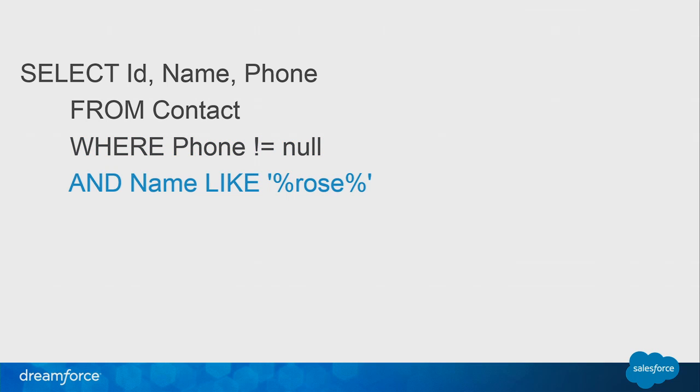And perhaps we want to make it a little bit more complex still and say we really only want the contacts whose name is something like Rose and for whom we have a phone number already. Yes? Is it case sensitive or not? I'm pretty sure that SOQL is not case sensitive. So Rose would return whether it was capital R Rosefield or lowercase r Primrose. Both values would be returned.